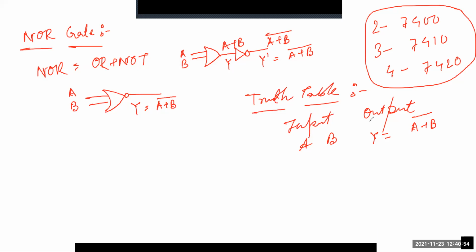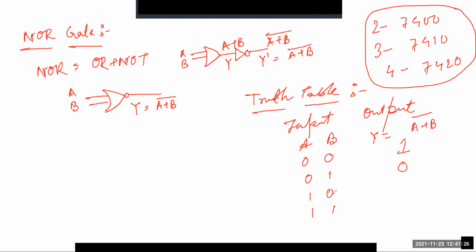So the output is A plus B bar. The combination is 00, 01, 10, 11. First 0 plus 0 means 0, so A plus B equals 0, and A plus B bar is 1. Then 0 plus 1 means A plus B is 1, so the bar means it is 0.